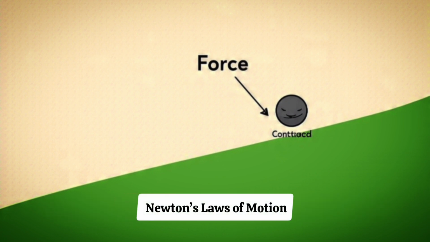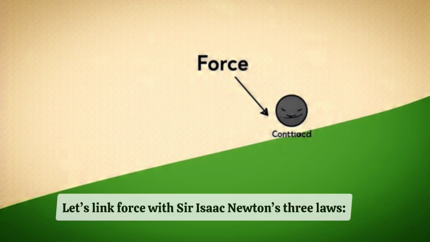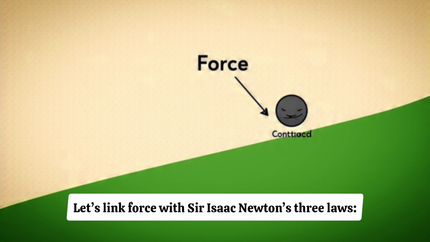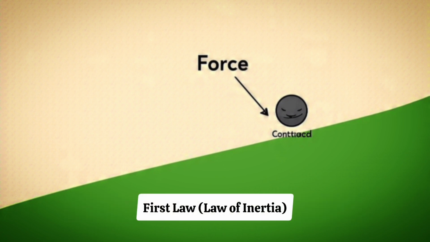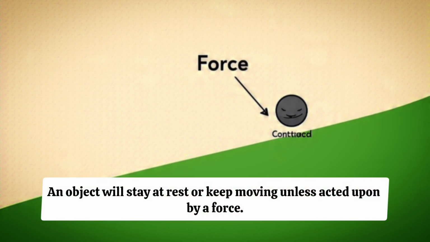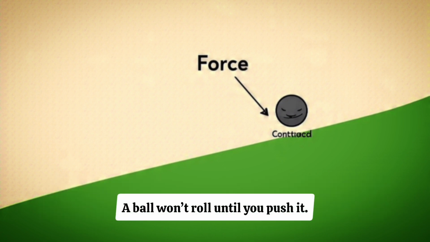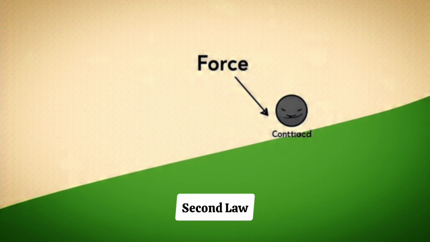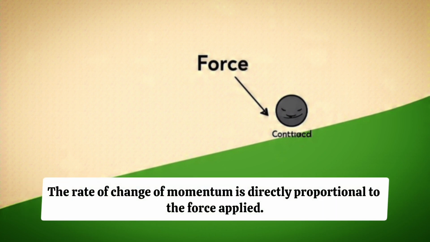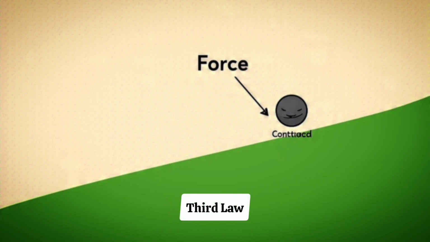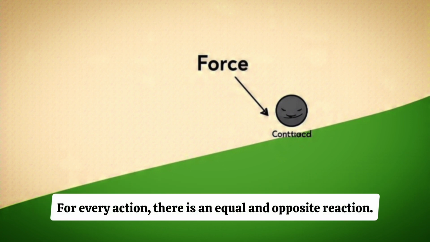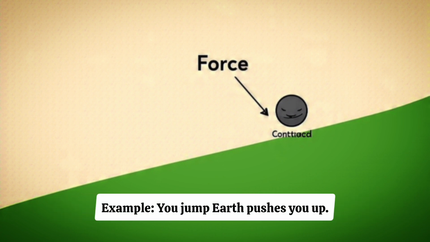Newton's laws of motion. Quick recap. Let's link force with Sir Isaac Newton's 3 laws. First law, the law of inertia. An object will stay at rest or keep moving unless acted upon by a force. Example: a ball won't roll until you push it. Second law. The rate of change of momentum is directly proportional to the force applied. Formula: F equals m a. Third law. For every action, there is an equal and opposite reaction. Example: you jump, Earth pushes you up.